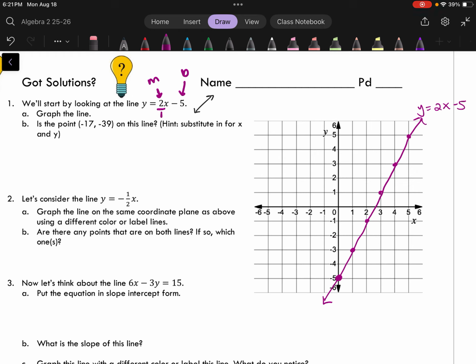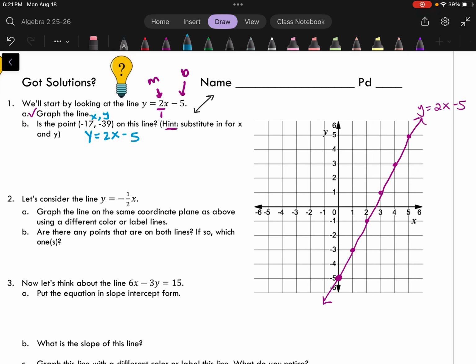Then it says, is the point -17, -39 on this line? I gave you a little hint here. We're going to substitute in for x and for y in the equation y equals 2x minus 5. Remember, your x is your first one, your y is your second one. So x is -17, y is -39. Let's plug that in and see if that is on the line.